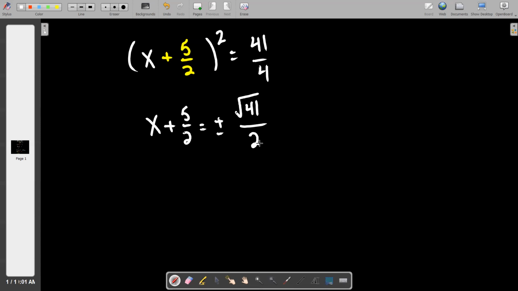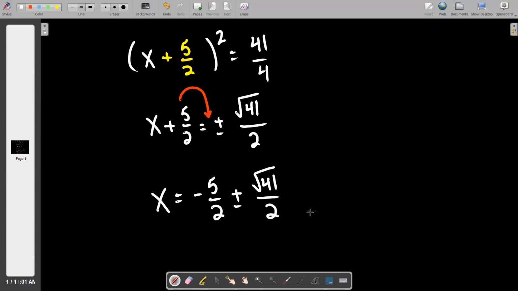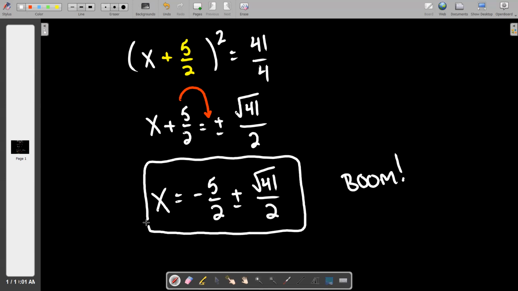So we square rooted 41, which I'm just going to leave alone. And then I square rooted 4 and thought, oh, you're just 2. And then what's the last step always? Move the 5 halves. We can't have him there. So we say x equals negative 5 halves, because I moved it, followed the little red arrow, and it went right there. Bam. Made it negative, right? Switch the sign. And then I'm going to put plus or minus root 41 over 2. And then I'm going to write something next to it like boom, put a box around it, maybe stand up, do a little dance, and head on to the next problem.